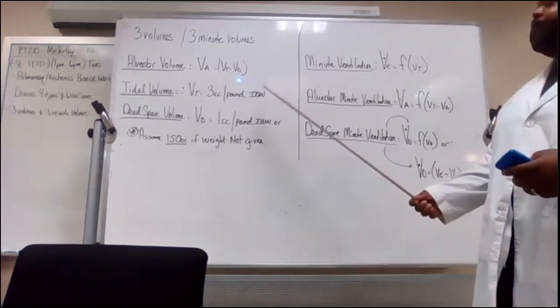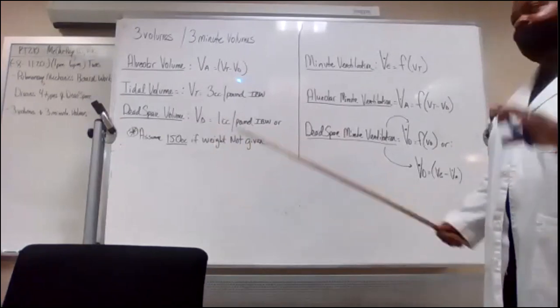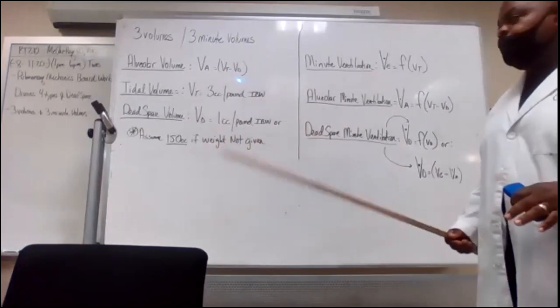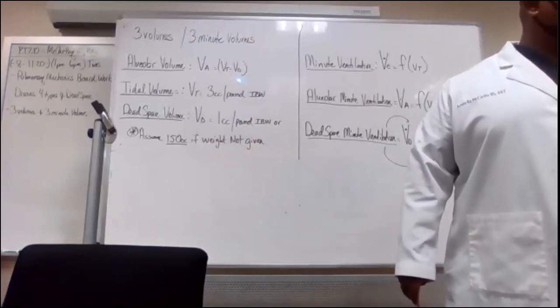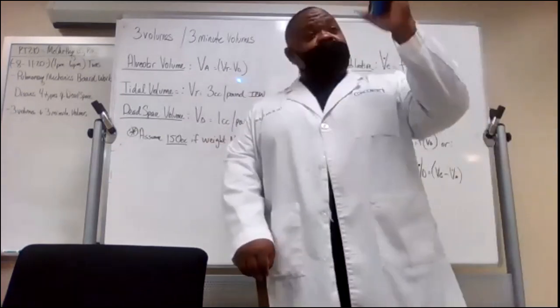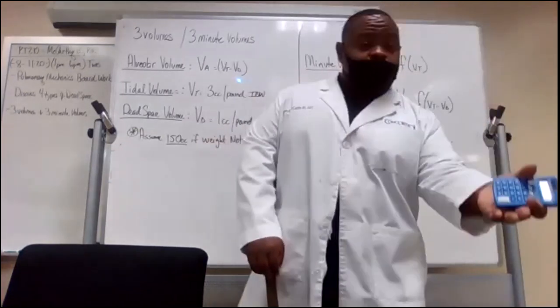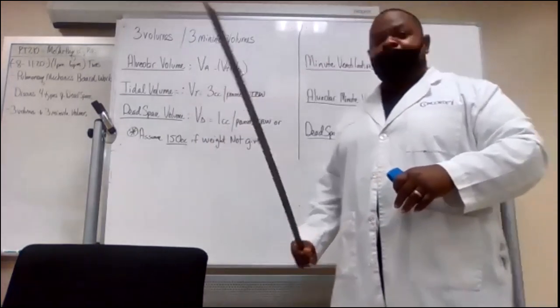All right, now this IBW is ideal body weight. We'll learn that a little further on when we figure everything out. Ideal body weight says that at a certain height, you should weigh a certain weight. That means at a certain height, you should weigh a certain number of pounds, right? So that's why they say about 3 cc per ideal body weight, right?